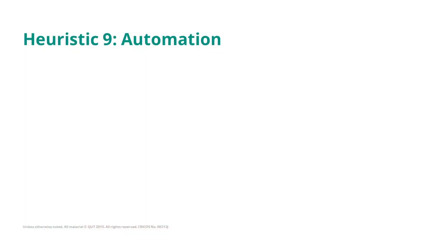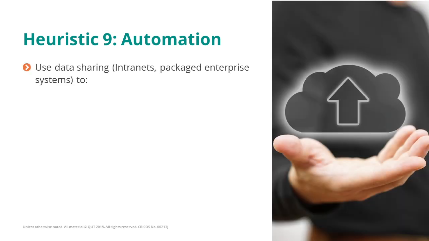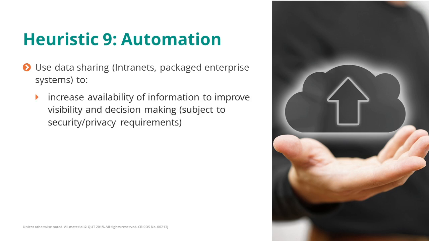Automation can take different forms. Modern technology allows us, for example, to have data sharing relatively easily by means of intranets or by means of packaged enterprise systems, be it customer relationship management systems, enterprise resource planning systems, or supply chain management systems. These systems increase the availability of information to process workers, therefore improving their visibility on the process and allowing them to make better informed decisions. They allow us also to avoid duplicate data entry and transportation, which, as we know, is a form of waste.